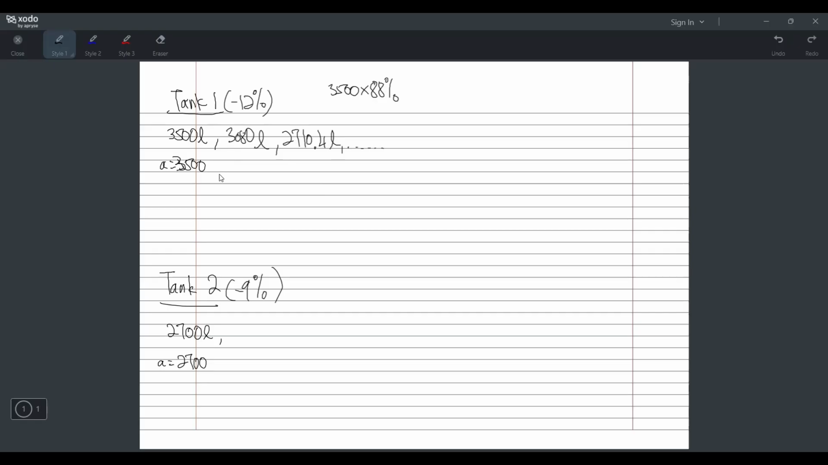And it keeps going. So now you can find your common ratio. It will be 0.88, because every time you times 0.88, right? So this is your geometric form from tank 1. Okay, what about tank 2?